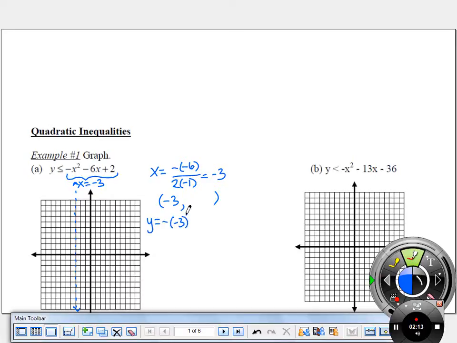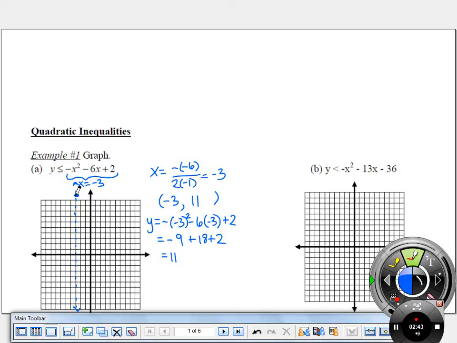Because remember, we're graphing first just like it's an equal sign, just trying to get the outline of what this parabola looks like that's going to be our boundary. So we're going to go ahead and simplify this, and we're going to get 11. So the point negative 3, 11 is the vertex of this parabola. That's 1 point higher than I have marked on my graph, so I'll just go ahead and mark it up there. And then in order to finish graphing the parabola, we need some points on the side.